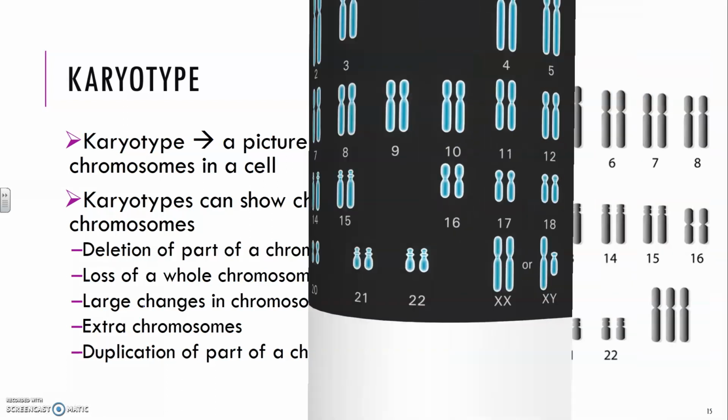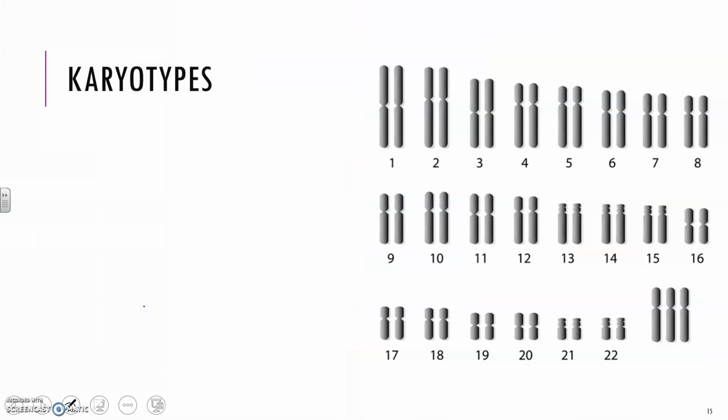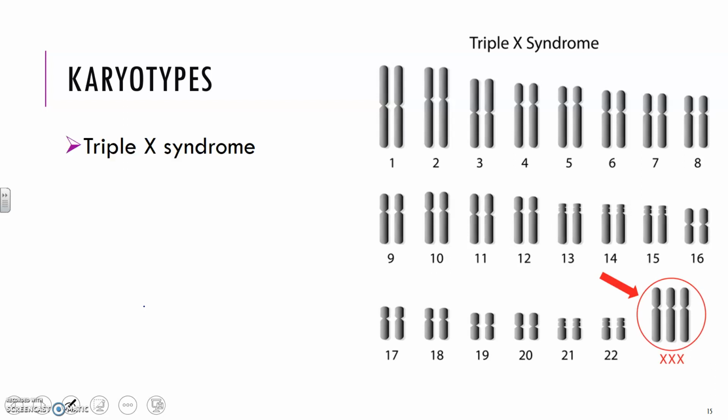Okay, so we're going to go through and try to identify what's different about this karyotype. What do you see on this one? It actually has 3 X chromosomes. This is known as triple X syndrome. It is obviously female. There is no Y in there, at least that we know of.